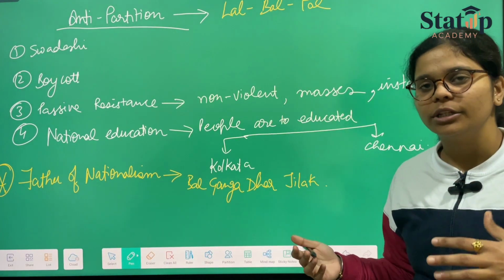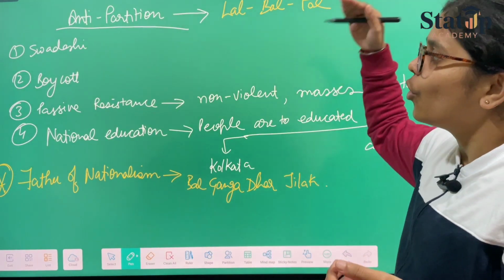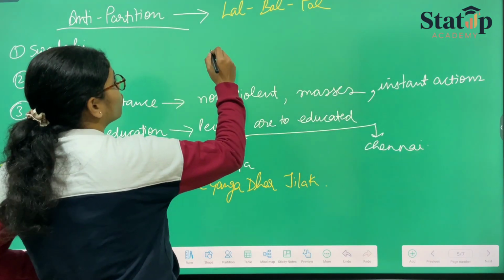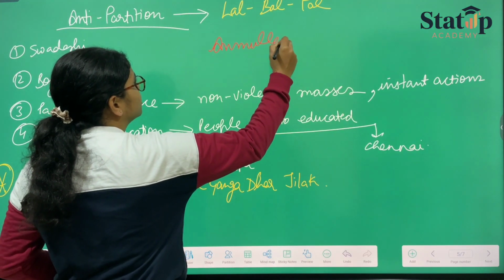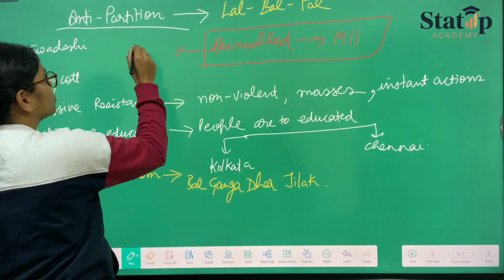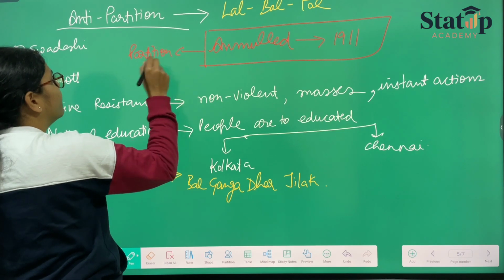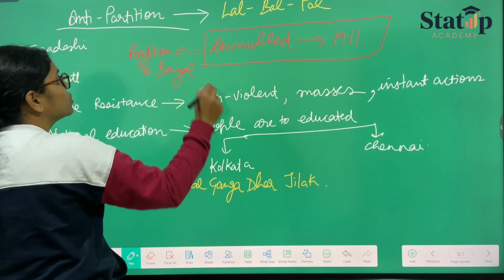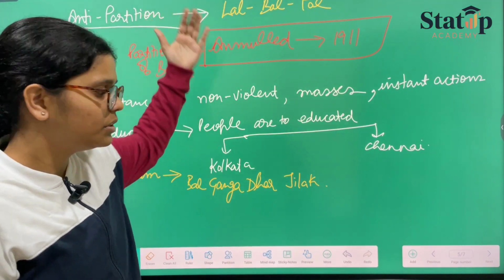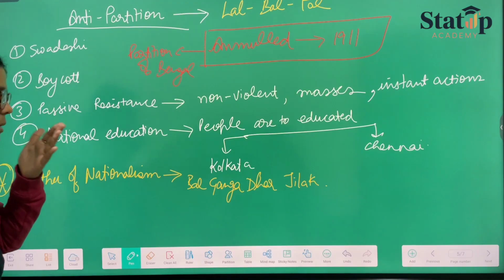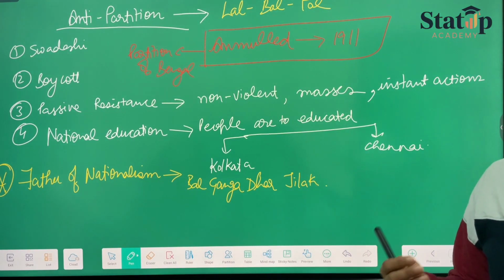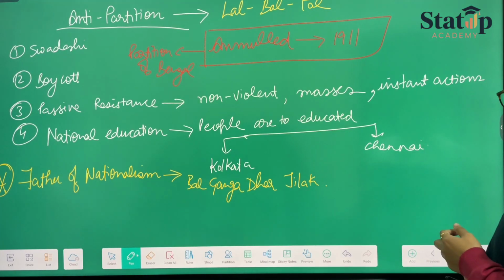This was how the partition came in, and since all these things were going on, there was an annulment of the partition. Partition was annulled, meaning cancelled, in 1911. Which partition? The partition of Bengal, which was called off by the British themselves because of these movements, as the British were facing a lot of difficulty in ruling because the public was not cooperating at that point of time.